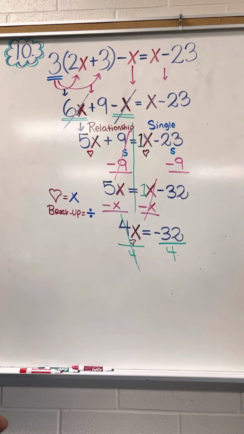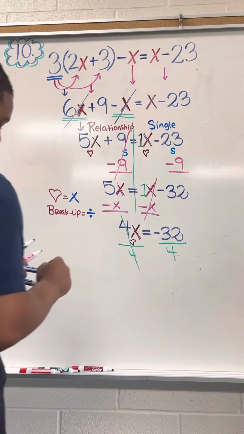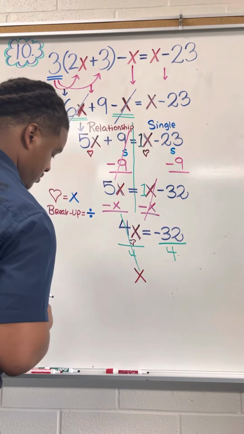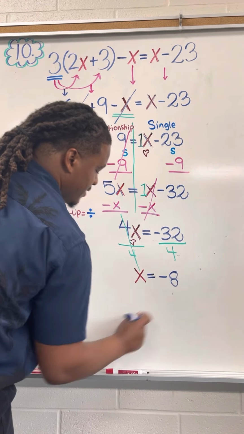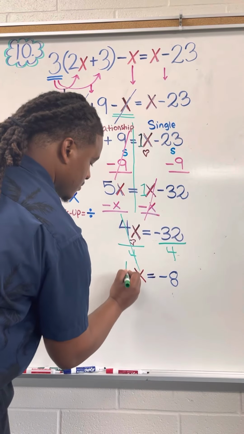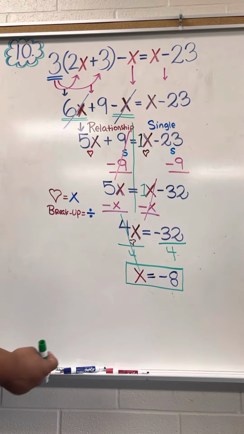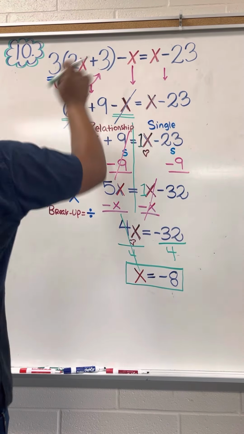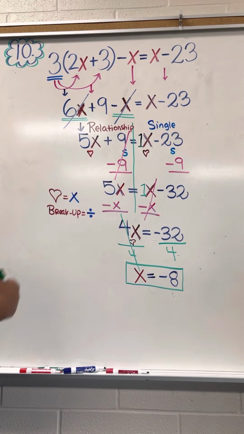So 4x divided by 4 is just x. And negative 32 divided by 4 is a negative 8. So x equals a negative 8. All right. And then also, ladies and gentlemen, if you plug in negative 8 as x in the equation, then you will actually see that both sides would equal if you plugged in negative 8.